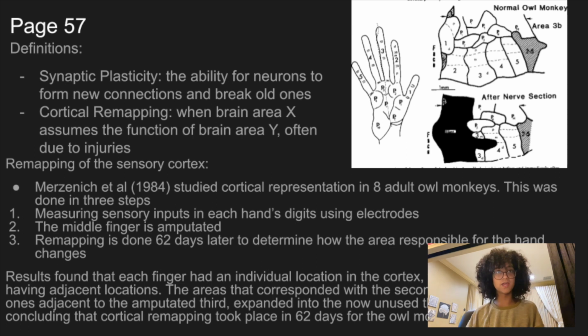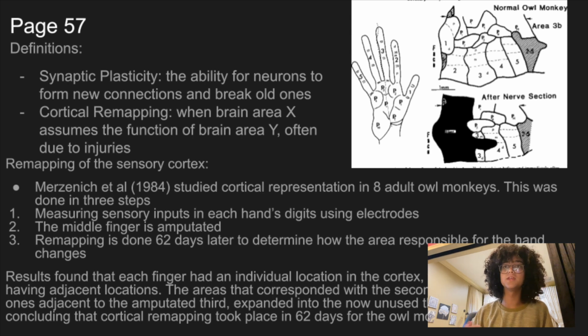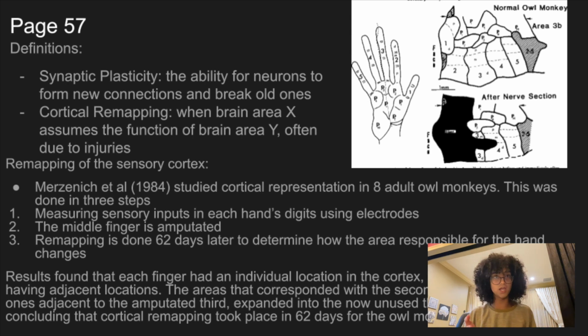And then this page talks about the Merzenich et al. 1984 research study and remapping of the sensory cortex. So the Merzenich et al. research study was a study that was conducted on 8 adult owl monkeys. This was done in 3 steps.